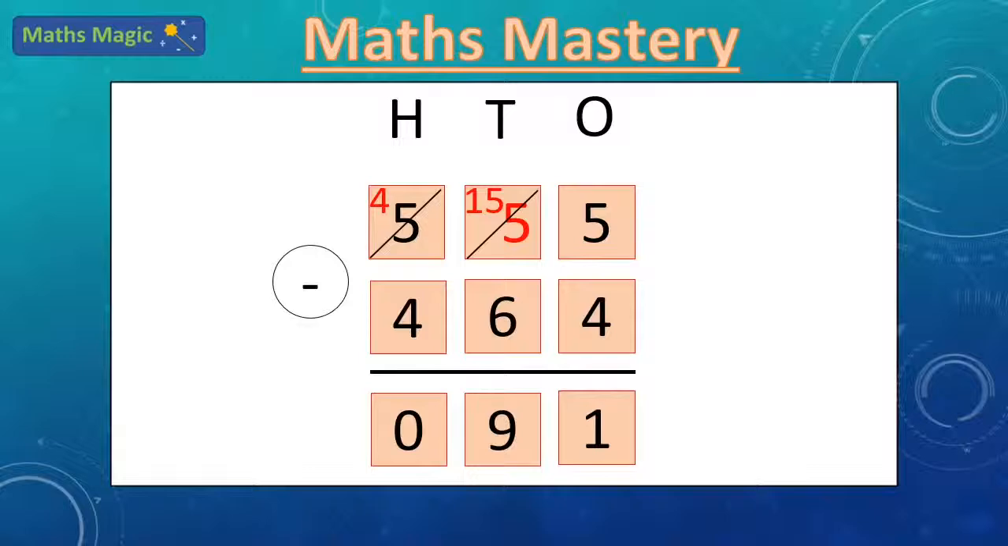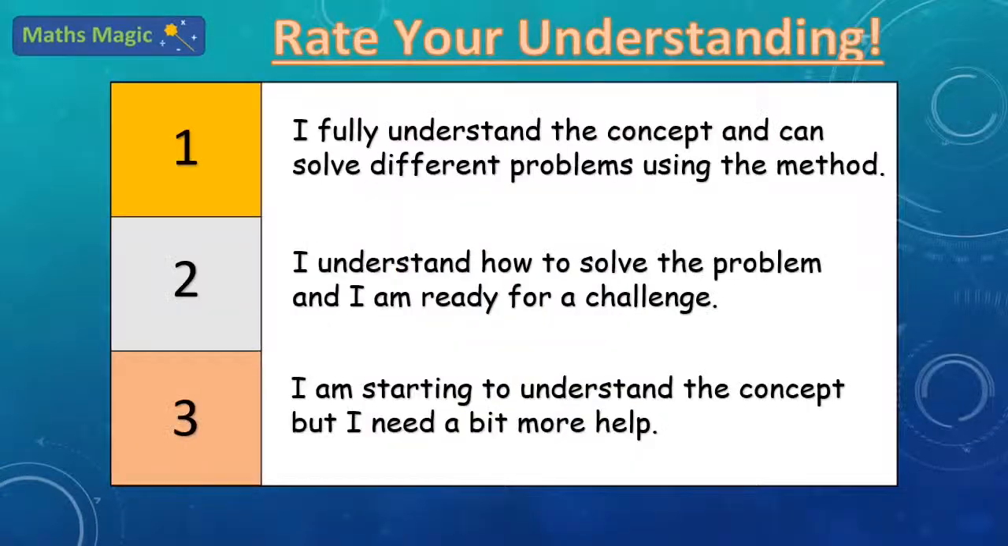Well done for completing this video. You've worked really hard. It's time to rate your understanding of this method. If you rate yourself 1, you fully understand the concept and can solve different problems using this method. If you rate yourself 2, you understand how to solve this problem and are ready for a challenge. And if you rate yourself 3, you're starting to understand the concept but need a bit more help. If you rated yourself a 3 or a 2, watch this video again to become more confident using the method. If you rated yourself 1, you can move on to Subtraction Renaming Lesson 2, Year 3.